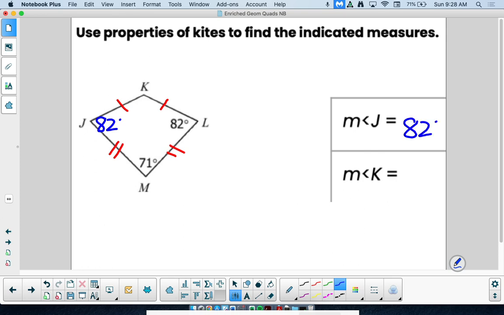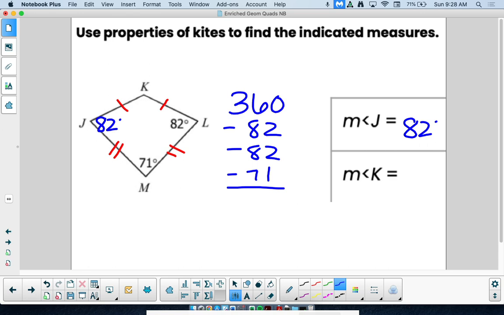Now to find K, same thing. We know all four of those angles have to add to 360. So we just subtract away. And if my math is right, you should get 125 for angle K.